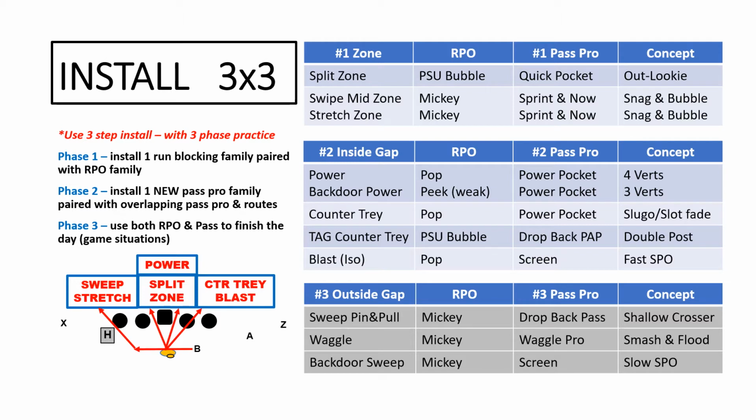As always with our install, if you look at the bottom with the gray, we're going to do phase 1, just the RPO. So we would focus on the sweep, pin, and pull with the Mickey RPO. And then phase 2, we would go to either our drop back pass or our waggle. So we're using same blocking schemes. And then phase 3, we could come back and run both against game situations.